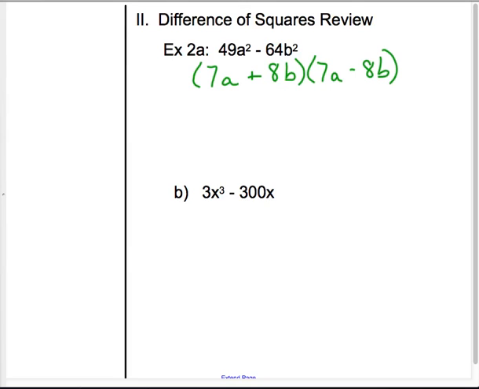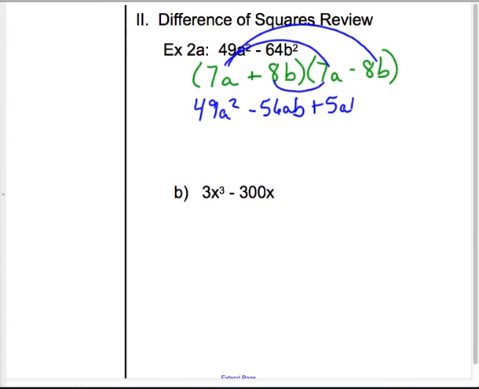So as a quick review, just to remind you why this formula works, when we FOIL this back out, 7a times 7a gives me 49a squared. 7a times negative 8b gives me negative 56ab. And then here I get a positive 56ab, so that middle term cancels. And then 8 times negative 8 is negative 64b squared. So the middle term cancels, leaving us with the 49a squared minus 64b squared.